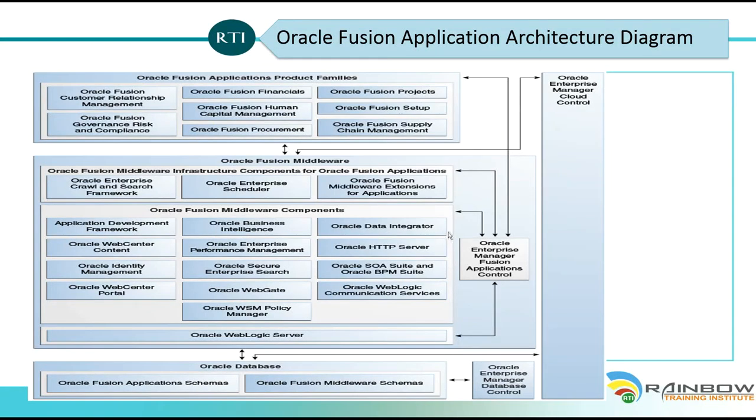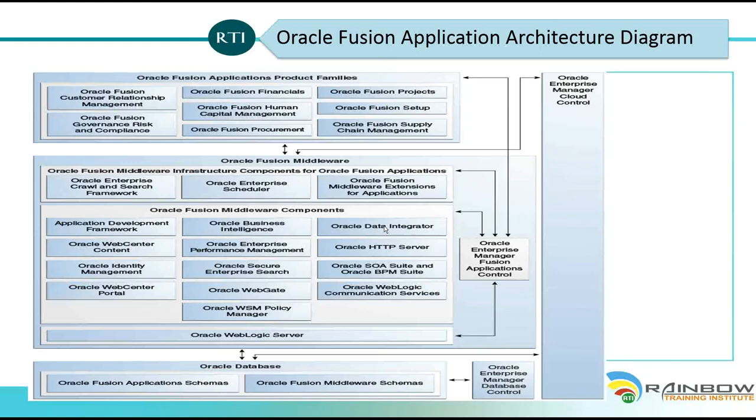And also, while contacting the web gate, whatever request is coming to us, whatever user is trying to access the application, they have to follow some security policies. If a web service is being called to the Fusion application, they have to satisfy some security policies. After the security policies are satisfied, the web gate will allow the user into the Fusion applications. So the WSM policy manager, the Oracle Web Services Manager, does that management. So WebGate, WSM policy manager, and Oracle HTTP server all go together hand in hand.